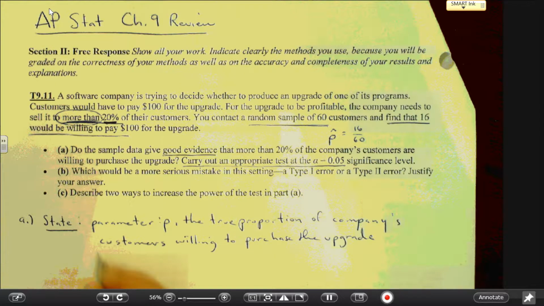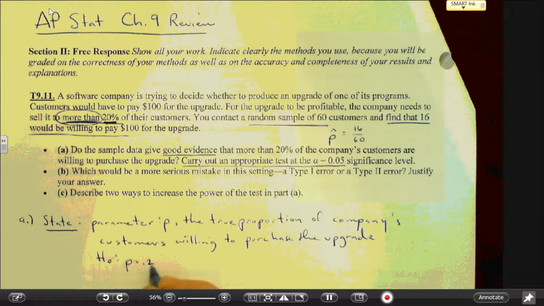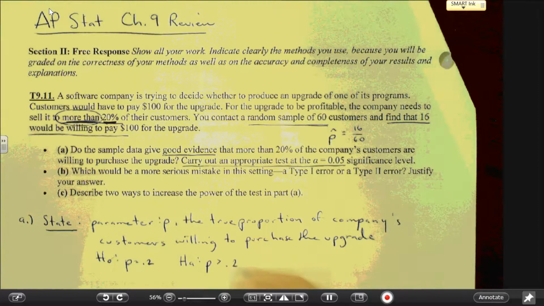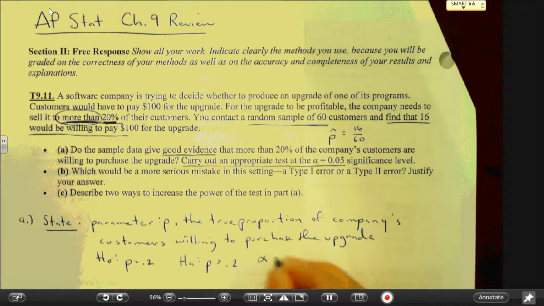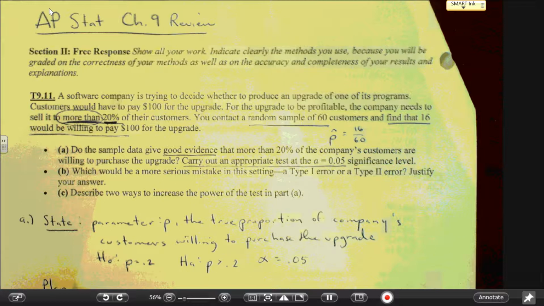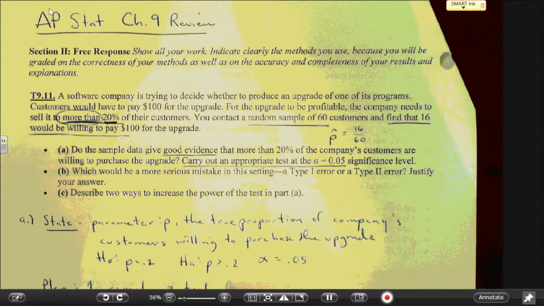Our null hypothesis is going to be that P equals 0.2, because H0 is always that an equals value there, and it's proportion, so that's why it's P, never P hat. HA is that P, we want more than 20%, so P is greater than 0.2. And even though they stated the alpha, you should always include it in your state step as well. As far as the plan, like I said before, this is a one sample Z test for proportions.